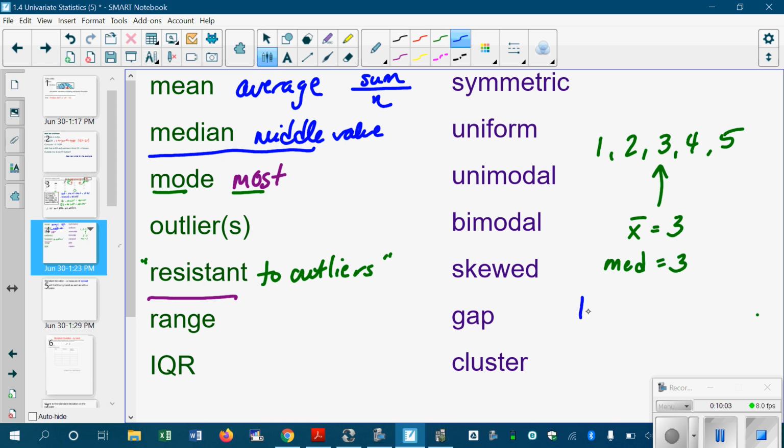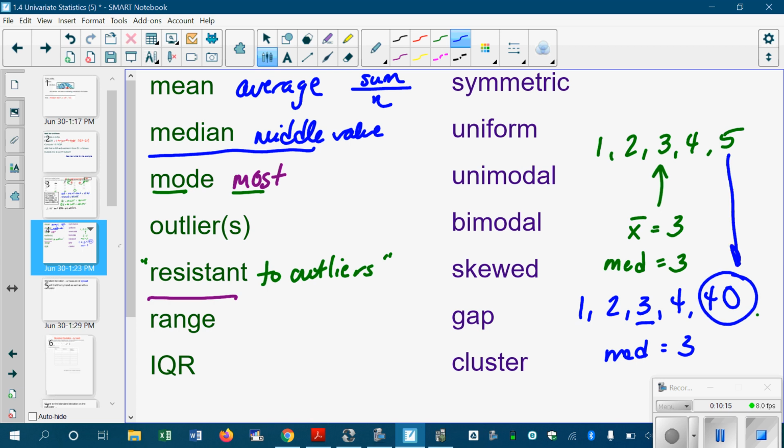If instead of having that 5, I had 40, the median is still 3. So even though I have an outlier, right, a very extreme value in this data set, that's very different. That 40 is very different from 1, 2, 3, 4. So even though I have an outlier, my median hasn't changed. And so the median is resistant to outliers.